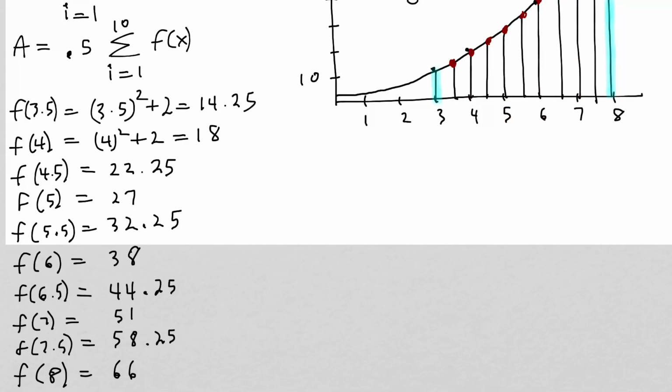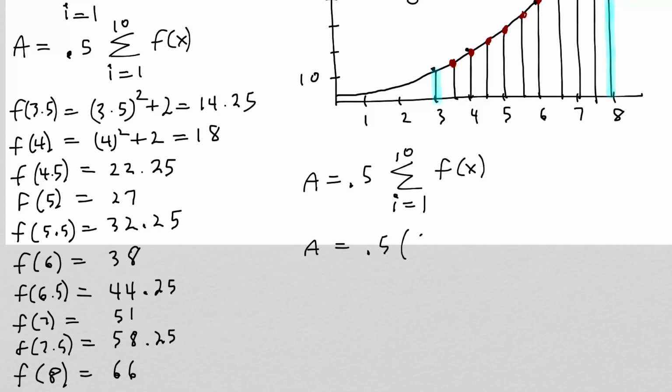All right, so I filled all that out, calculating all those right endpoint f values, y values, and now what I want to do is add those all up. So we're going to say again that area is equal to 0.5 times the sum of all those numbers. So that'll be 10 of them, all these f of x. So if I go ahead and plug all those into my calculator, the sum turns out to be 371.25. So multiplying that by 0.5, I get 185.625.